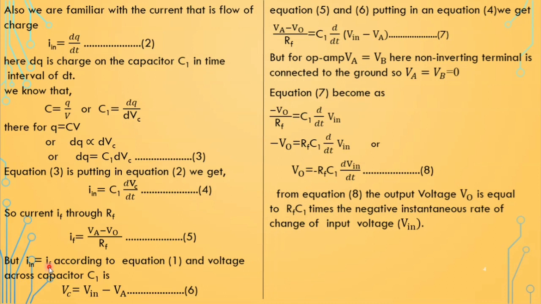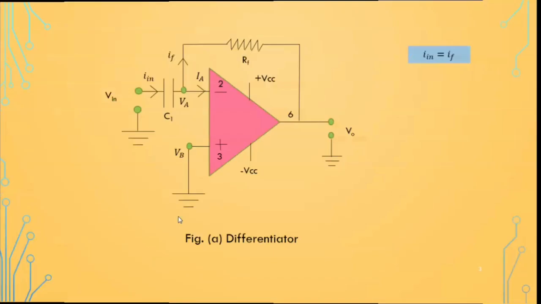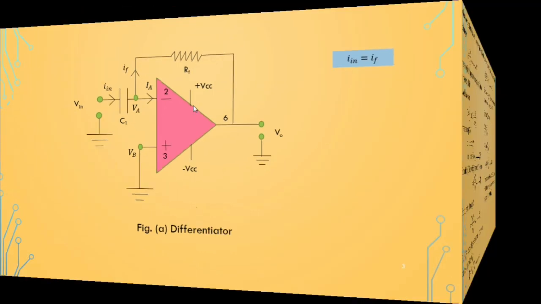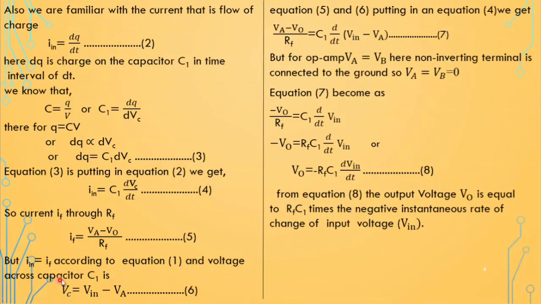But we know that IN is equal to IF, according to equation 1 which we have already seen. Here Vin is equal to Vf, so IN is equal to VA minus V0 divided by RF. The voltage across capacitor C1 is Vin minus VA. This is our equation 6. So equations 5 and 6 are put in equation 4.